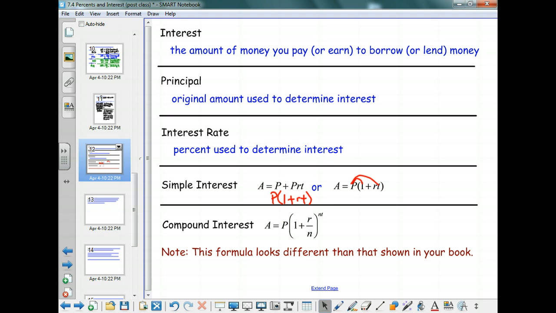This N right here, though, is something different. N in this problem is the number of compoundings per year. So if you talk about something compounding quarterly, what does quarter mean? 4. Then N would be 4 for 4 times a year. Notice the N's in 2 locations. So make sure you put the N in those 2 locations if you're using this formula.